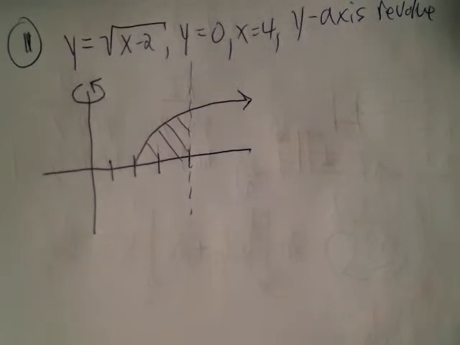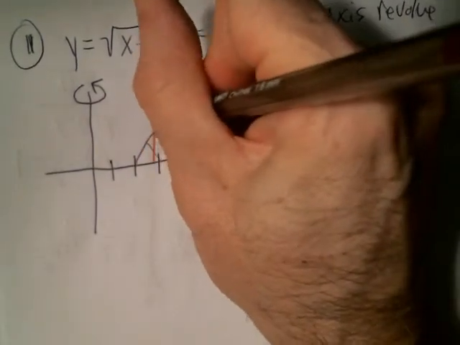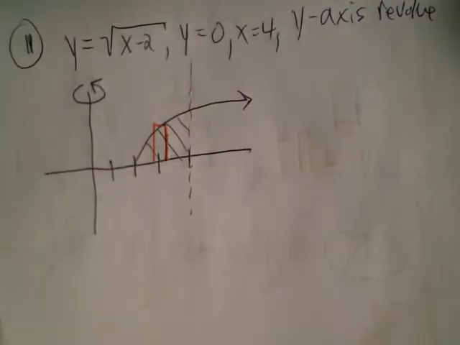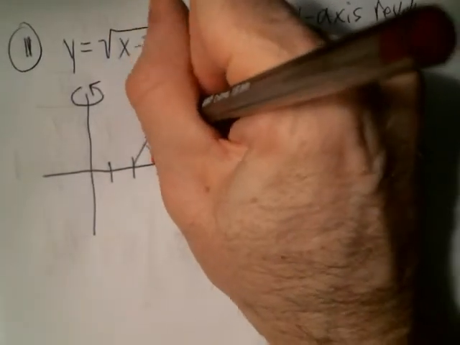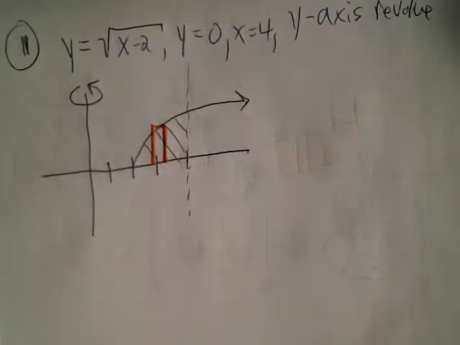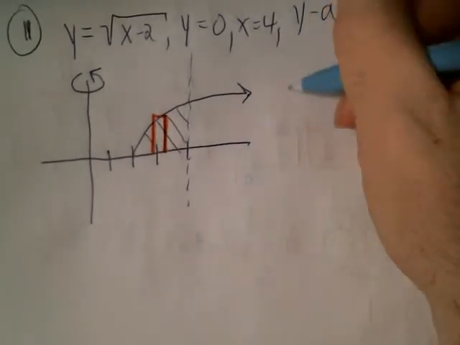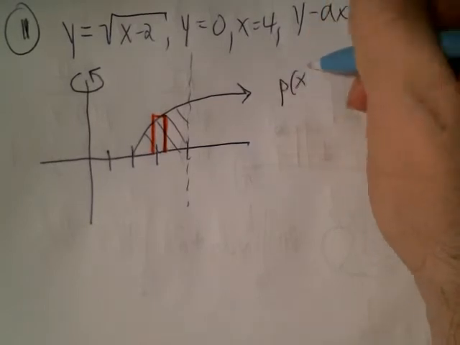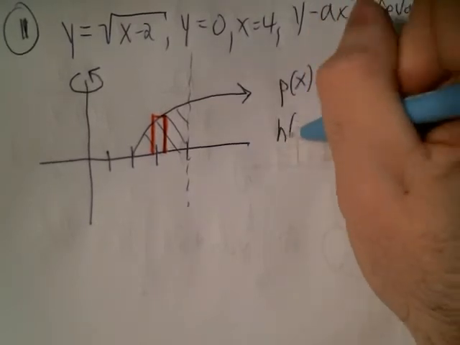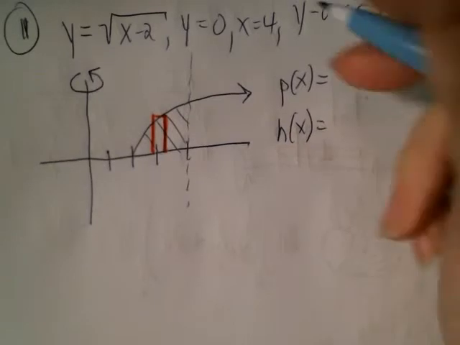And let's identify our rectangles for shell. They're always parallel. Okay, so there's my rectangle. I need to identify my radius function, p of x, and then my height function, h of x. This time will be pretty easy, right?